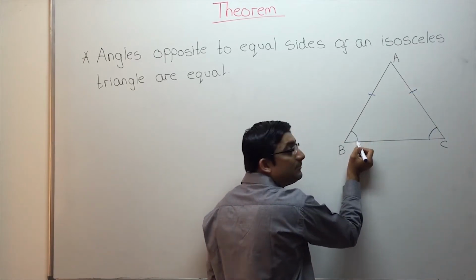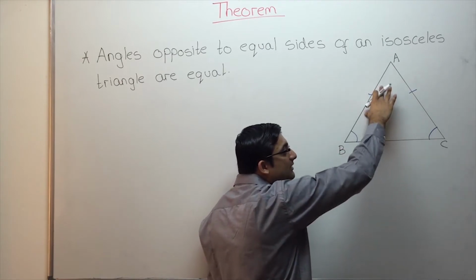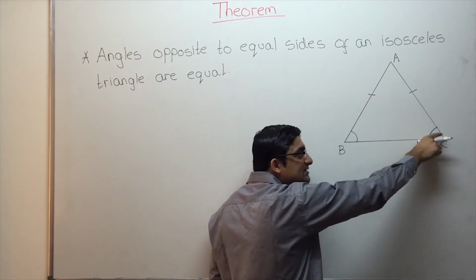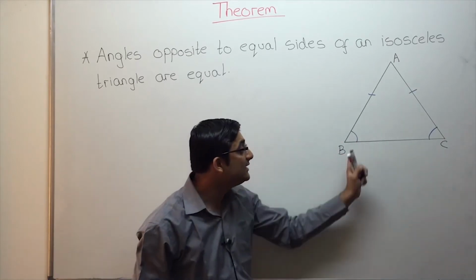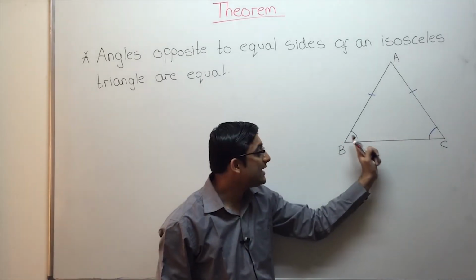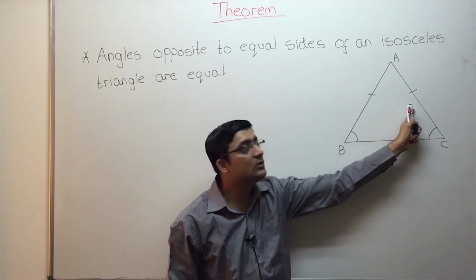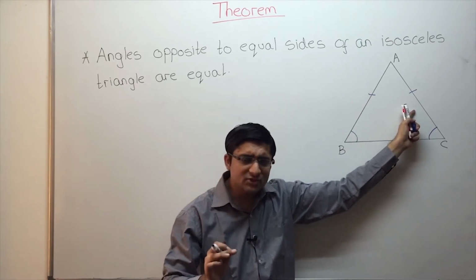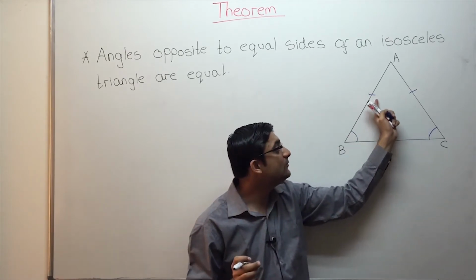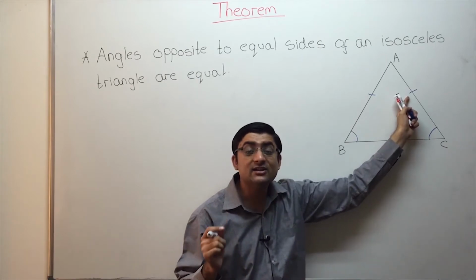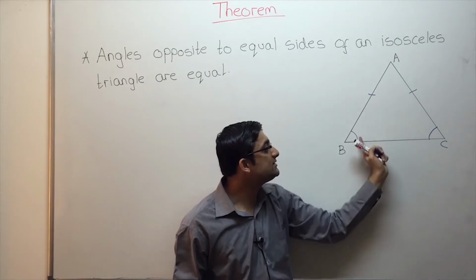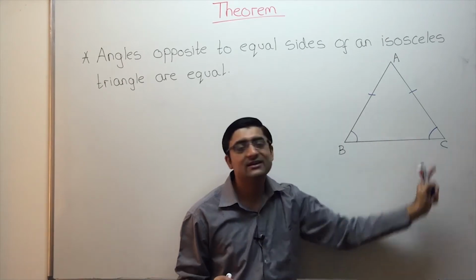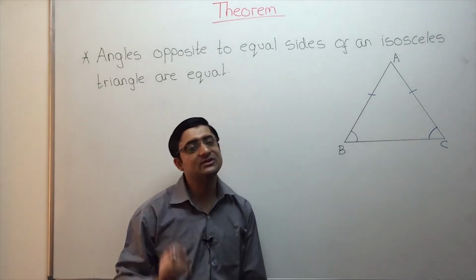It is B. I repeat, which is the angle opposite to side AB? It is angle C. Which is the angle opposite to side AC? It is B. So what this theorem is saying is that these two angles are equal. That is, angles opposite to equal sides are also equal. So remember, whenever you have a triangle in which two sides are equal, then the angles opposite to these equal sides are also equal. So the angles opposite to these equal sides are B and C. So angle B is equal to angle C. So this is what this theorem is saying.